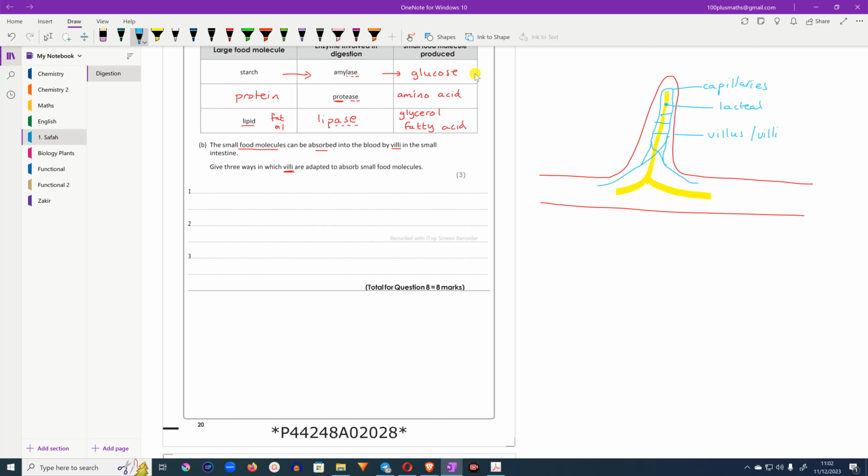So let's do it this way. So what you've got is the villi increase the surface area for more efficient absorption. Right, that's the first bit.